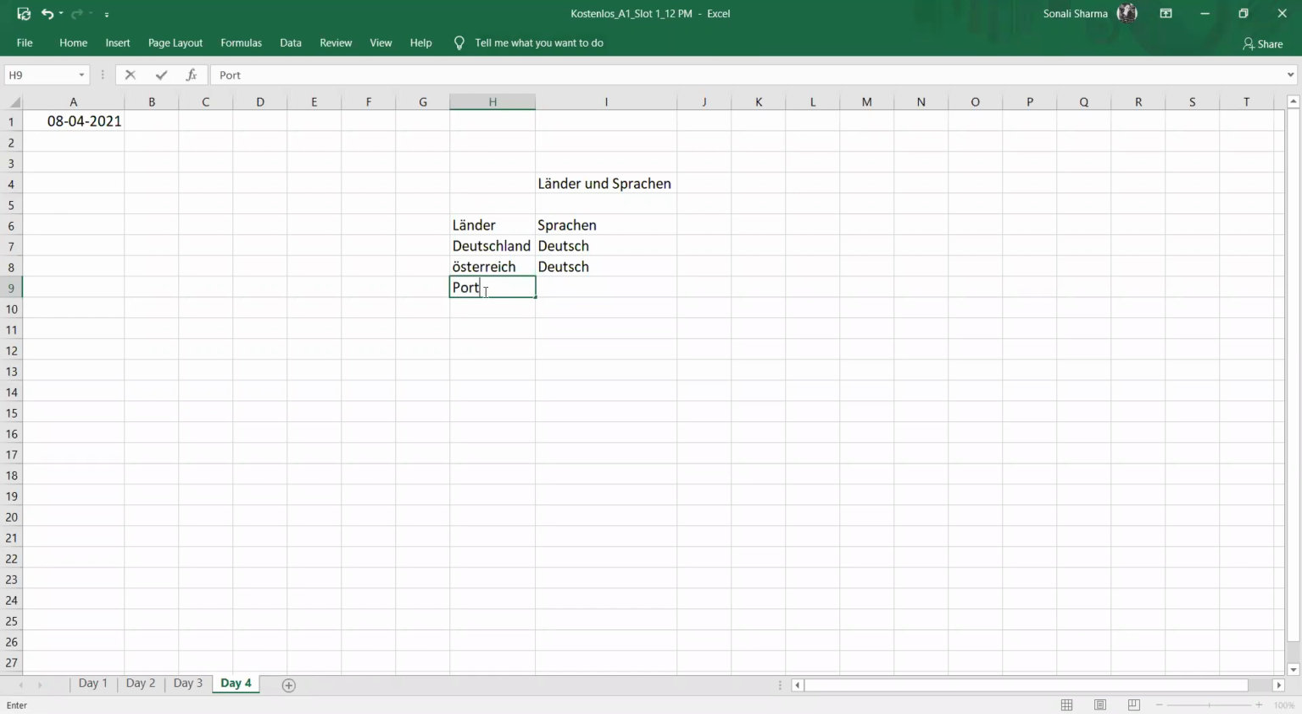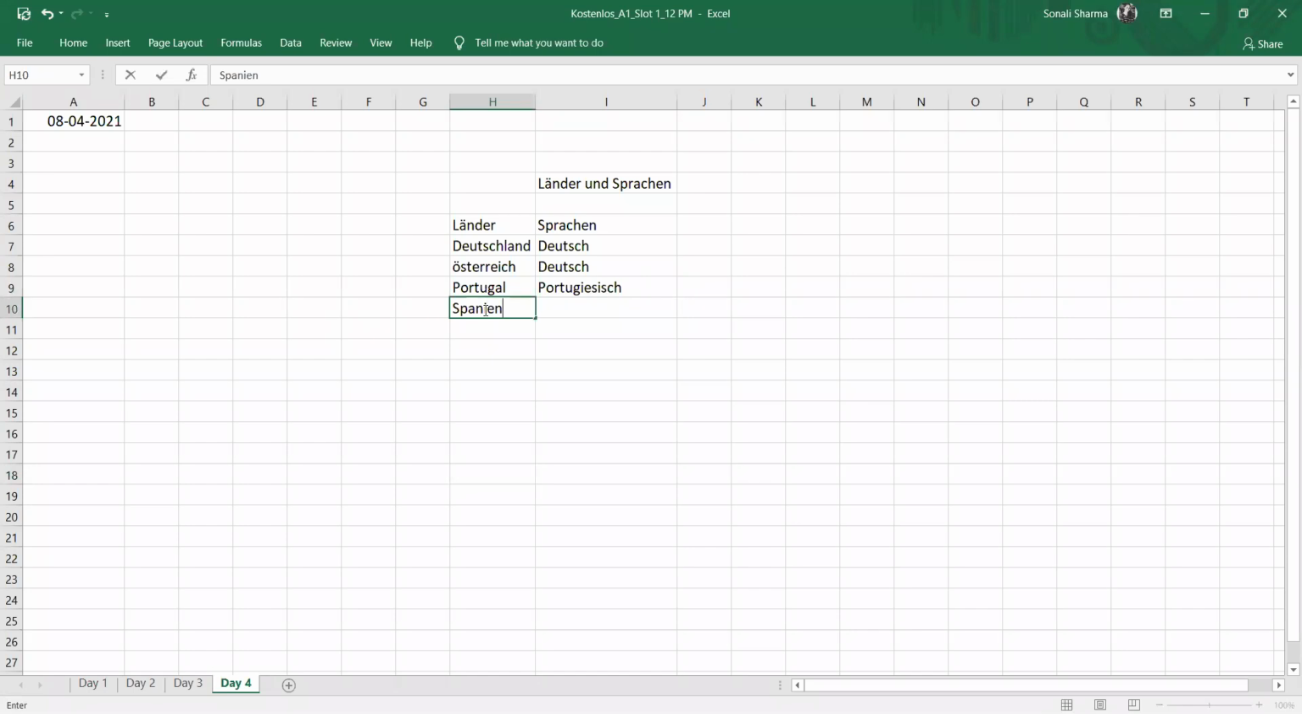Coming to the next country. Portuguese is Portugiesisch. Das ist eine Sprache. So for the word Portugal, it is Portugal. Portugal is Portugal and the language is Portuguese, so Portugiesisch. So Portugal is Portugal and Portugiesisch is Portuguese.